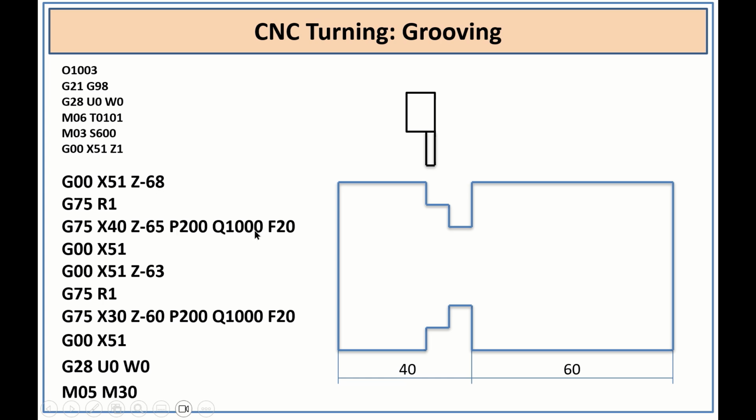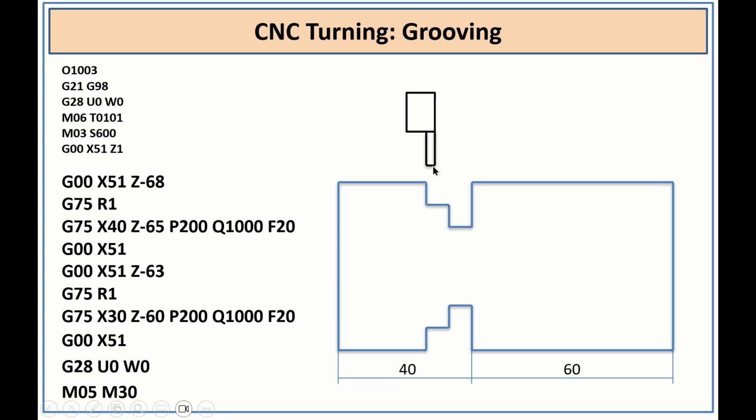From there the grooving cycle will start, and for the grooving cycle the G code is G75 and R1. R1 indicates the allowance for each depth of cut. So now it is cutting here. For every cut it needs to make some allowance, some gap for each cycle, so that the tool will not break. It will come and perform, and again it will go back, it will come and perform, again it will go back.